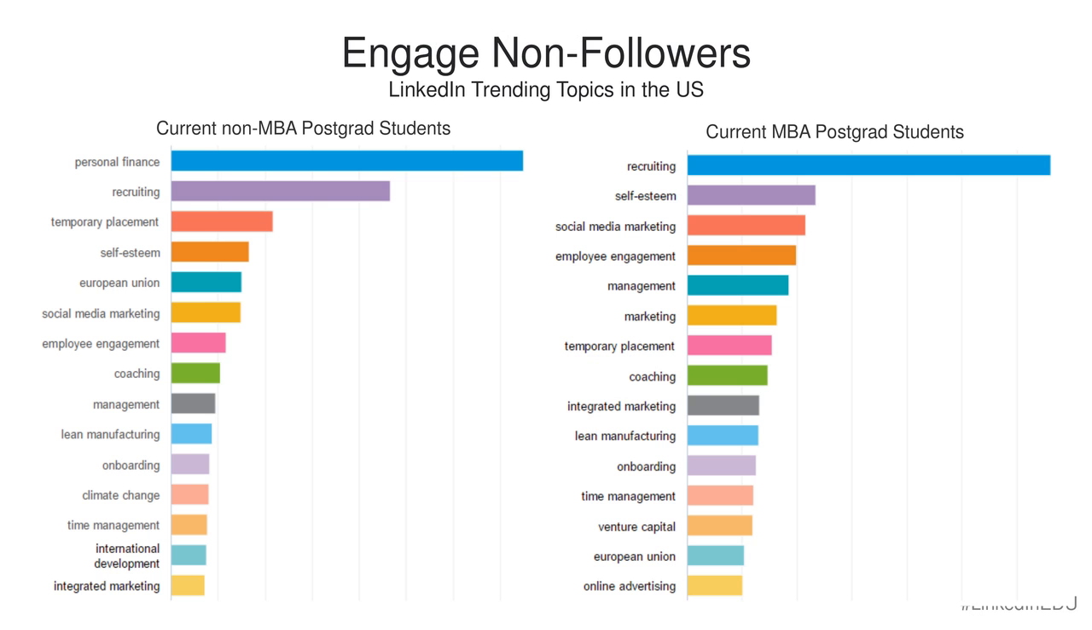Now, earlier on in the presentation, I mentioned the trending topics report, which also gives some of our advertisers and partners a better understanding of what their target audience is looking to hear and read on LinkedIn. For this specific example, I took two very different target audiences to see what they're interested in looking at. So current non-MBA postgrad students, we can see that they're most concerned with personal finance. This makes a lot of sense because these are likely students who are in the market for their MBA.